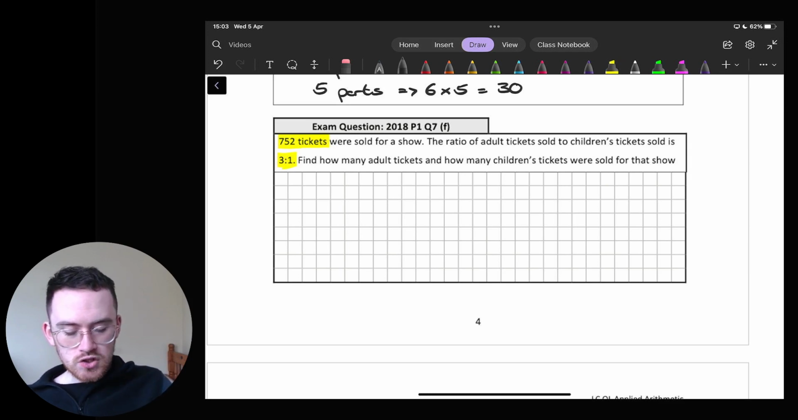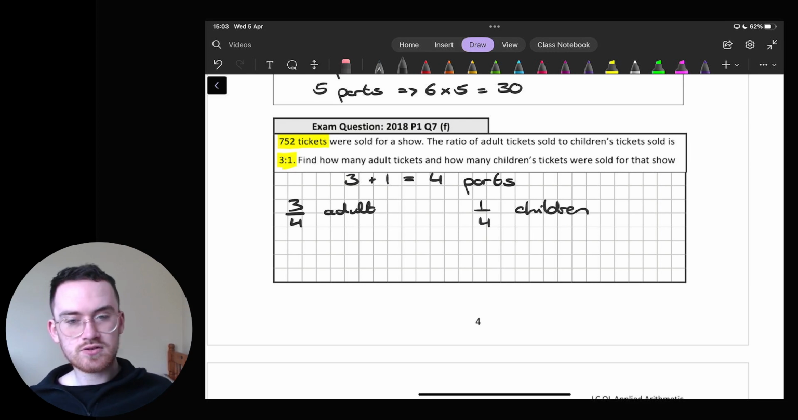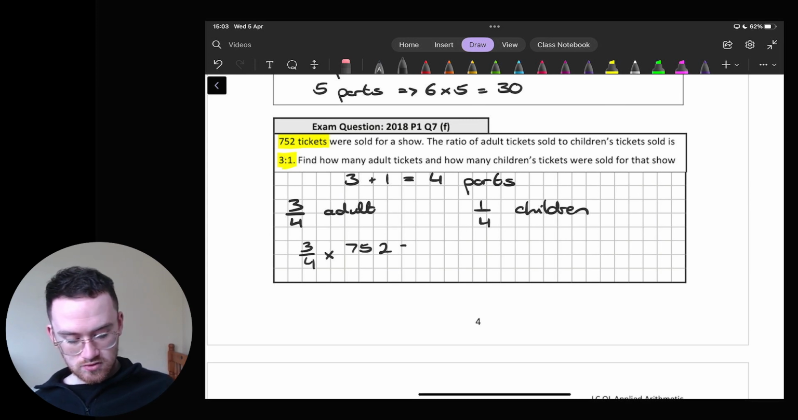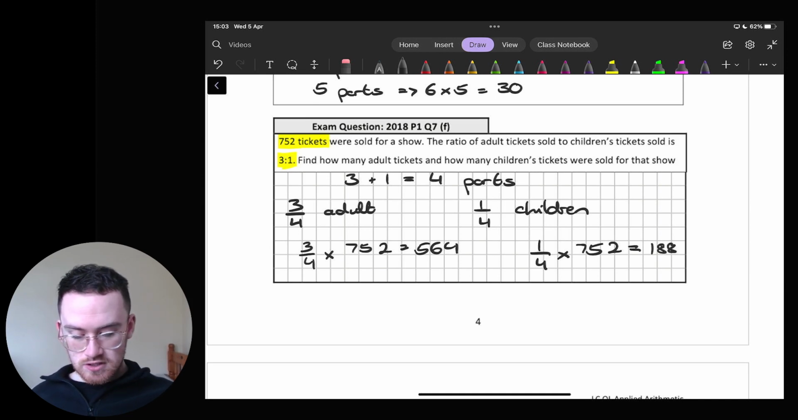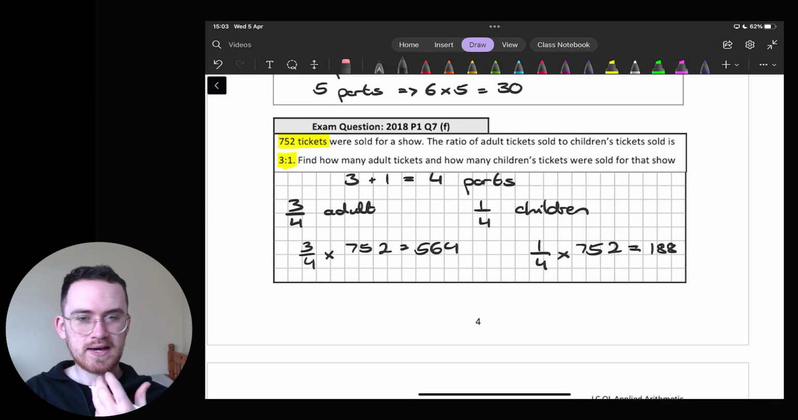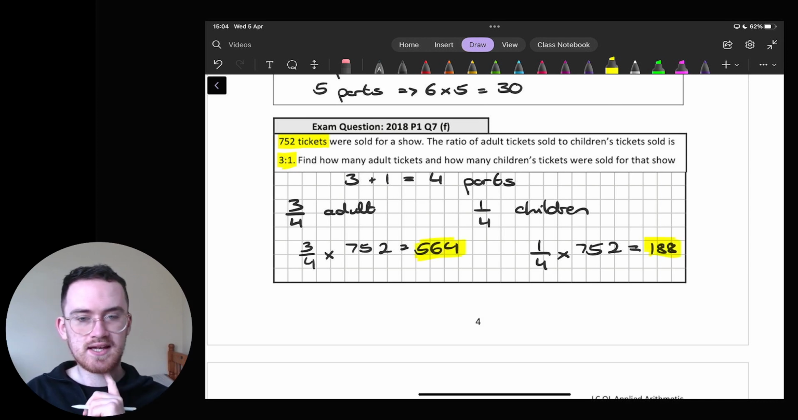So we have to look at how many parts there are in total. We have 4 parts in total. If we want to use our fraction or proportion method, that means 3/4 of the tickets were for adults, 1/4 were for children. So let's work out 3/4 of my 752 tickets. We get 564, and 1/4 of them were for the children, which I sub into my calculator, 188. I can add those together just to make sure we get the same answer, and we do, we get back to 752. So our 2 results are 564 for the adult tickets, 188 for the children's tickets.